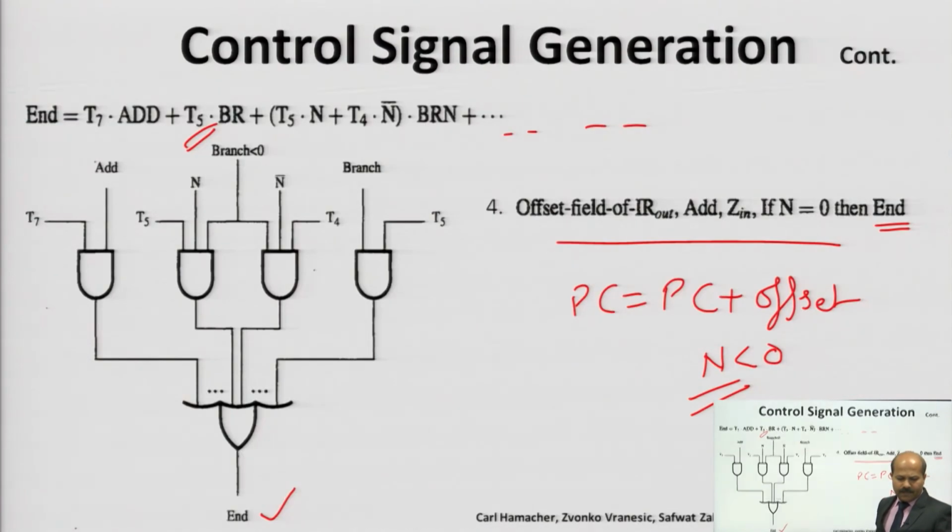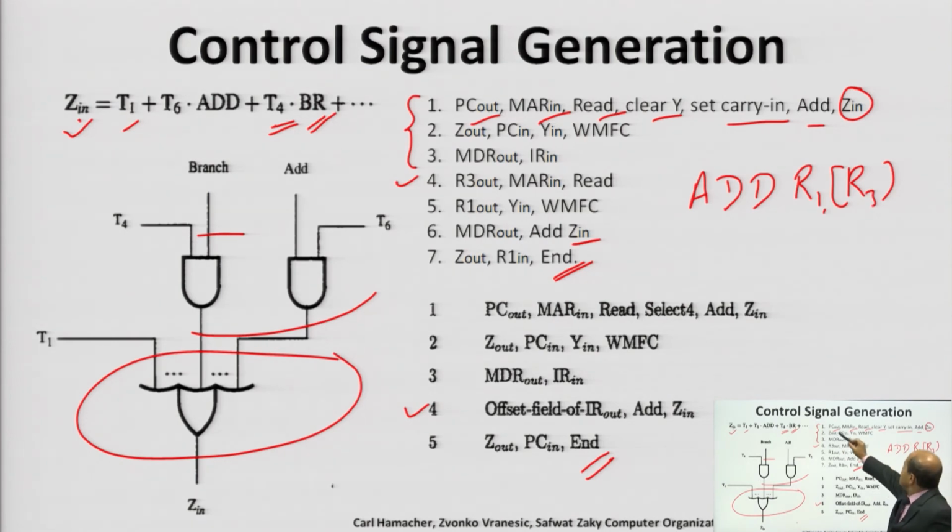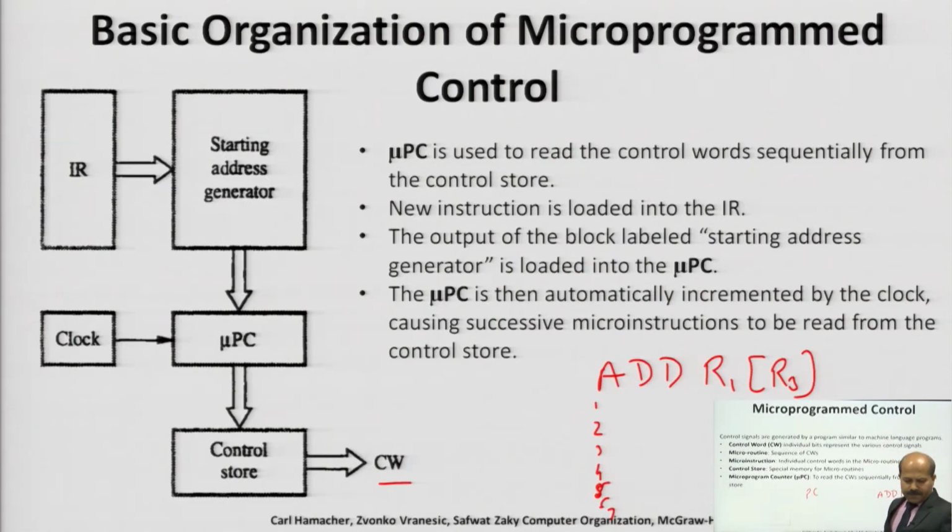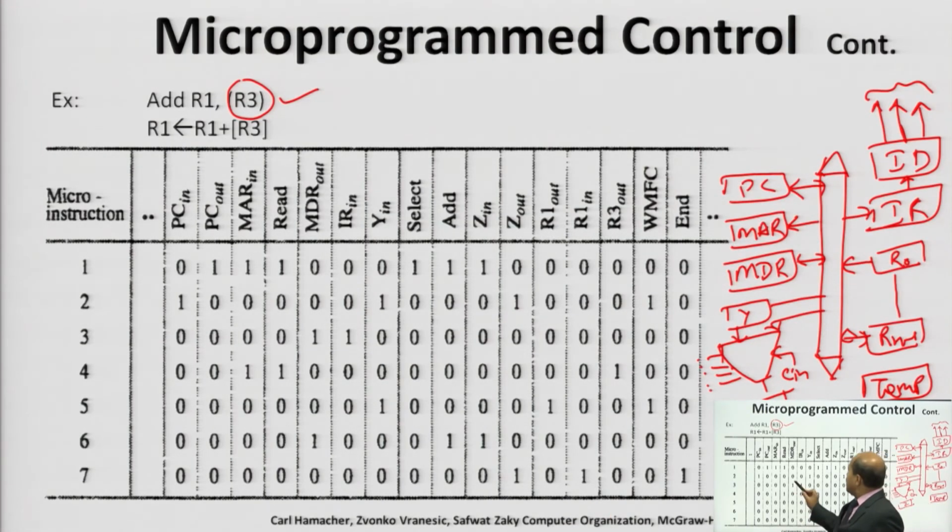You can see in the second step, Z out, PC in, Y in and WMFC, these signals or components are working. WMFC means wait for memory function complete. In the third step you can see the MDR out signal has to be issued, and the IR in signal has to be issued, because in the third step we have fetched the instruction from memory and the instruction is available in MDR and this has to be transferred to the instruction register.